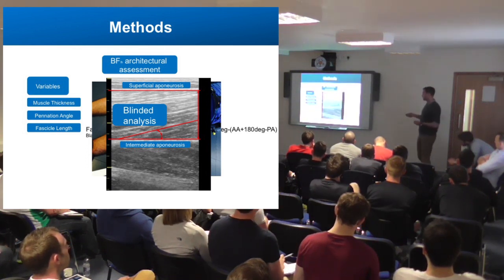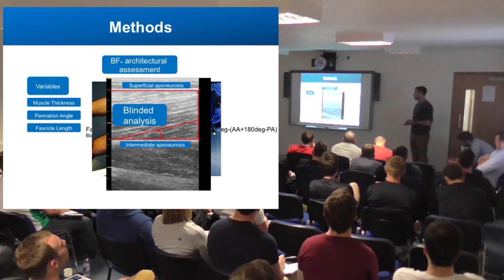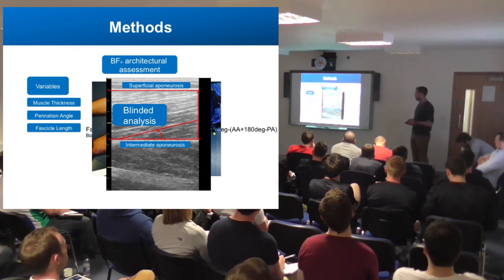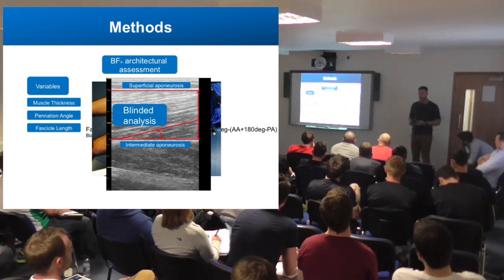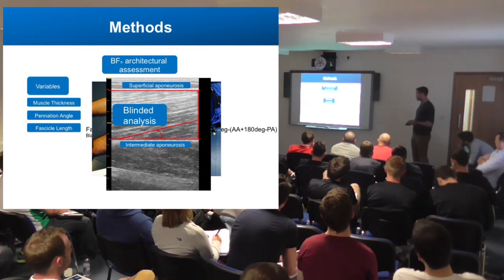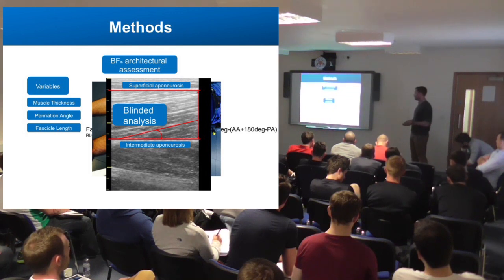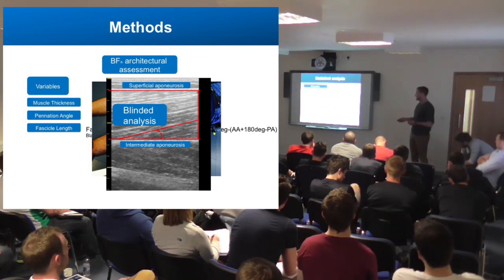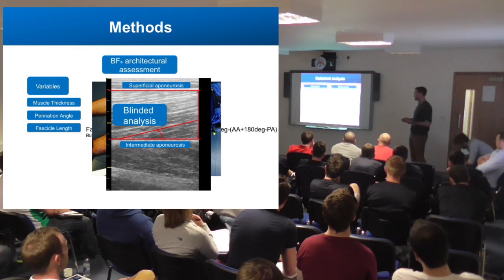Again, we get that image from the biceps femoris and get our main variables: the distance between the two, the thickness of the muscle, the angle at which it inserts. We determine the pennation angle, and using some maths we figure out how long the actual fascicle is. Again, during all analysis, every scan that I've done, I'll be blinded to who's who, so Dave has to do all that work.